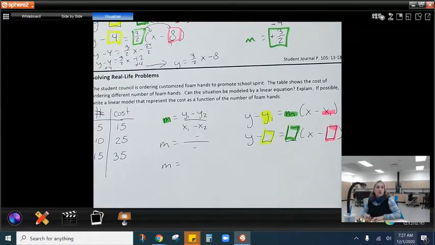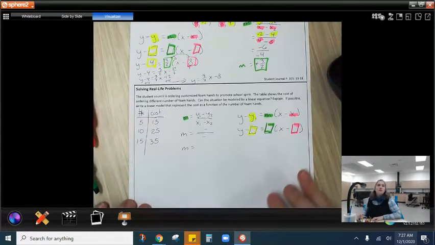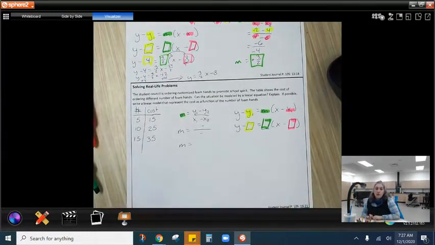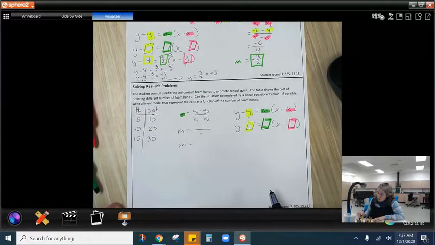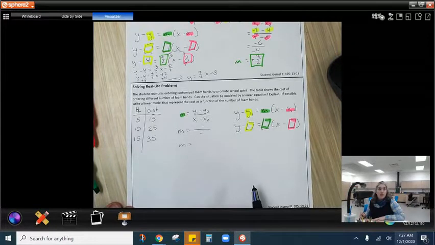So this one says the student council is ordering foam hands to promote school spirit. The table shows the cost of ordering foam hands. Can the situation be modeled by a linear function? Explain. If possible, write a linear model that represents the cost of the function.